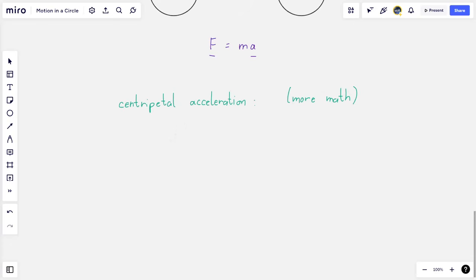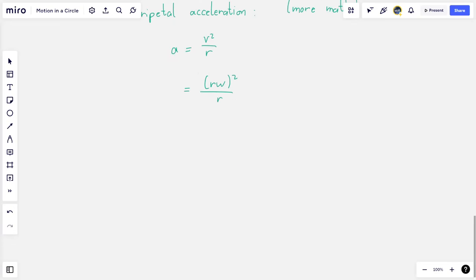With a little bit more mathemagic, we get the acceleration to be v squared over r. But wait, we had an expression for v. We said v was r times omega. So I'll write that as (r times omega) all squared over r. And so this becomes r omega squared. So now I have an expression for the acceleration as a function of the radius and the angular velocity, or the angular speed.